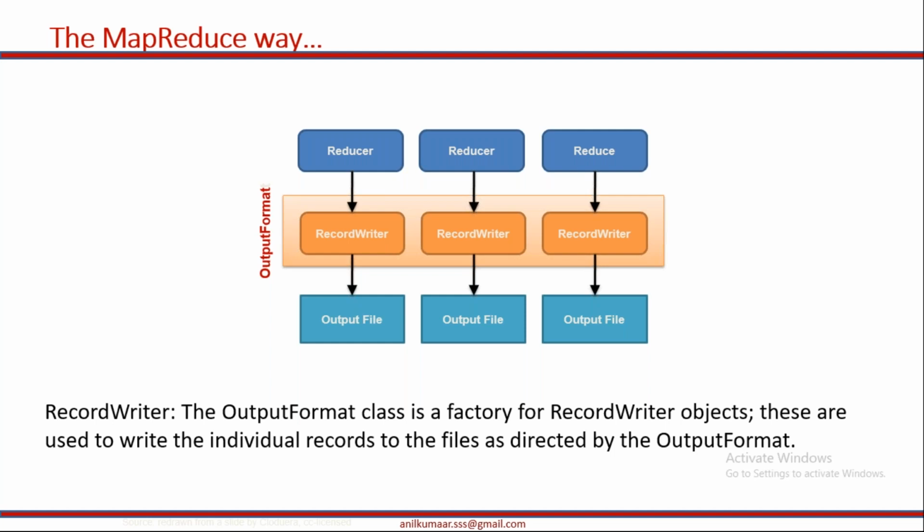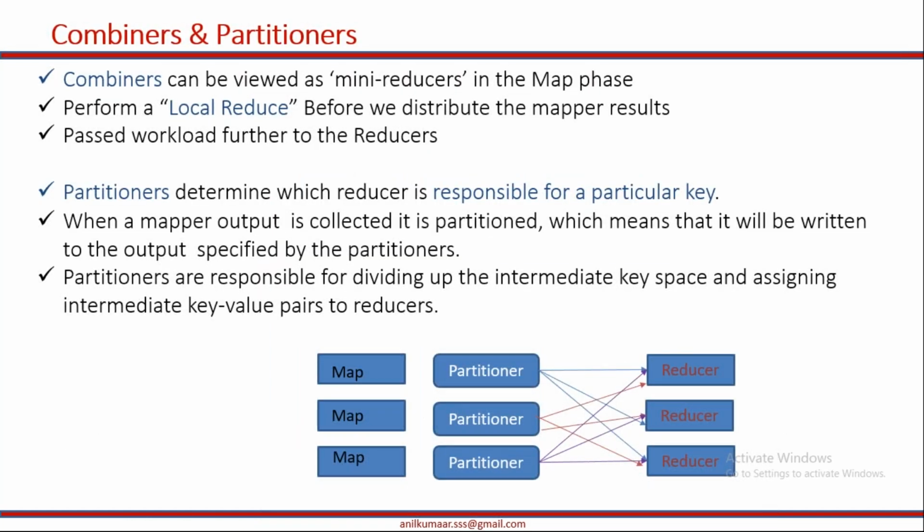Anyway, I explained these slides, so I'm not going into much detail on that. Coming to the combiner and partitioner, what exactly are they? A combiner can be viewed as a mini reducer. So what are mini reducers? We'll understand. They perform a local reduce before we distribute the map results, which lightens the workload further. They're just taking the burden away from the reducer. We'll see now how it takes on the workload. Once we talk about the combiner, we'll go back to the partitioner's concept.